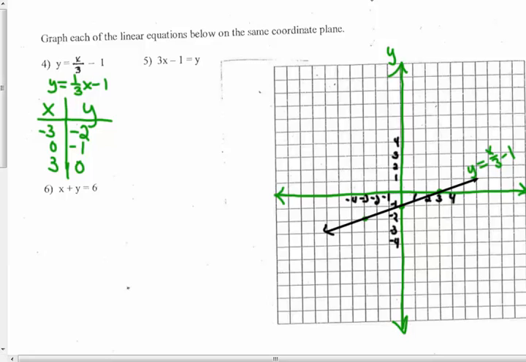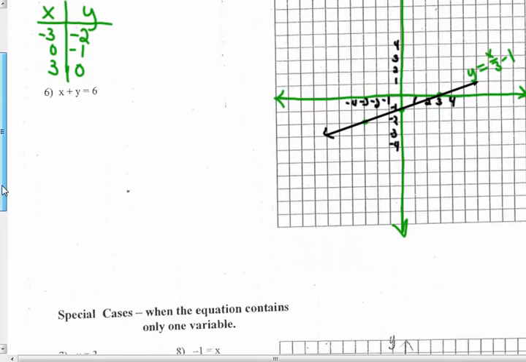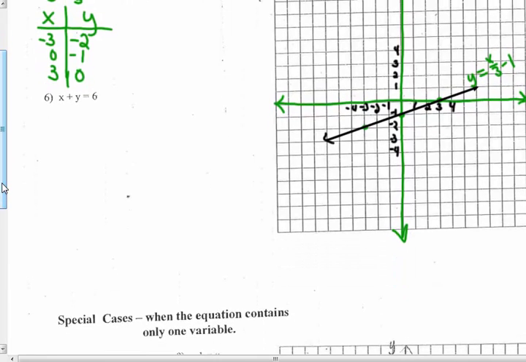The next equation, 3x minus 1 equals y. I'm going to leave this one for you to do. Do number 5 on your own. Put it on the graph paper. We'll talk about that tomorrow. So I'm going to go on to number 6. You can pause the video and do number 5 and then come on to number 6.